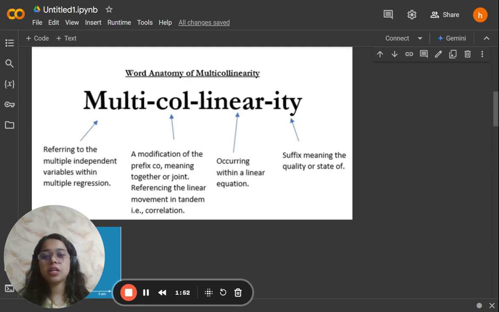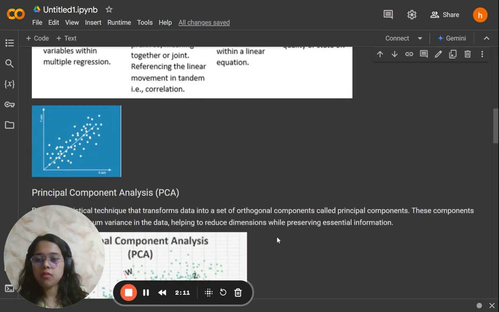Col is a modification of the prefix co, meaning together, joined, or referencing the linear movement in tandem, that is correlation, and linear, that is occurring with a linear equation, and the suffix meaning a quality or state. Now, for example, consider you have x1 and x2, where x2 is almost a scaled version of x1, and then they compete for importance in the model, leading to unstable coefficients.